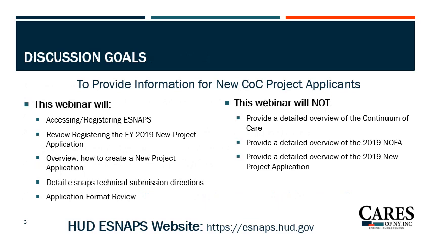Today's presentation provides only a summary of creating a new project in eSNAPS in a brief, succinct format. Specifically, the presentation will discuss accessing and registering for eSNAPS, registering the fiscal year 2019 new project application, how to create a new project application, the eSNAPS technical submission directions, and lastly, the application format.